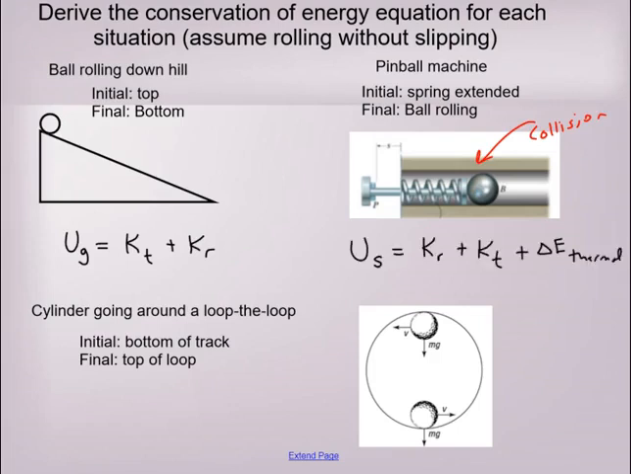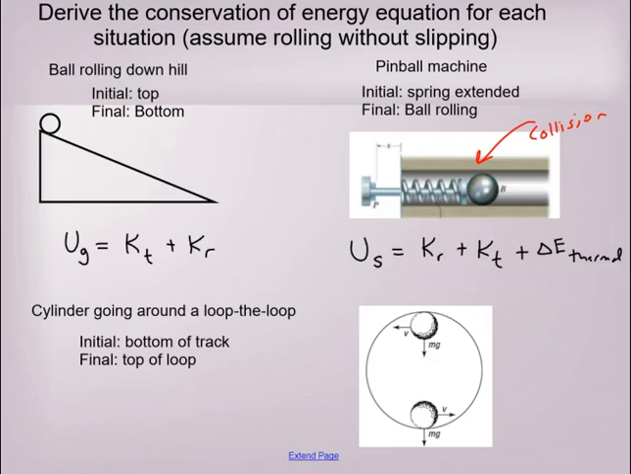But what we're going to have is starting with elastic potential energy. After that, the ball is going to be rolling, so there'll be some rotational kinetic energy. It's going to be moving forward, so it'll have some translational kinetic energy. But because of that collision, there's also going to be some thermal energy generated.